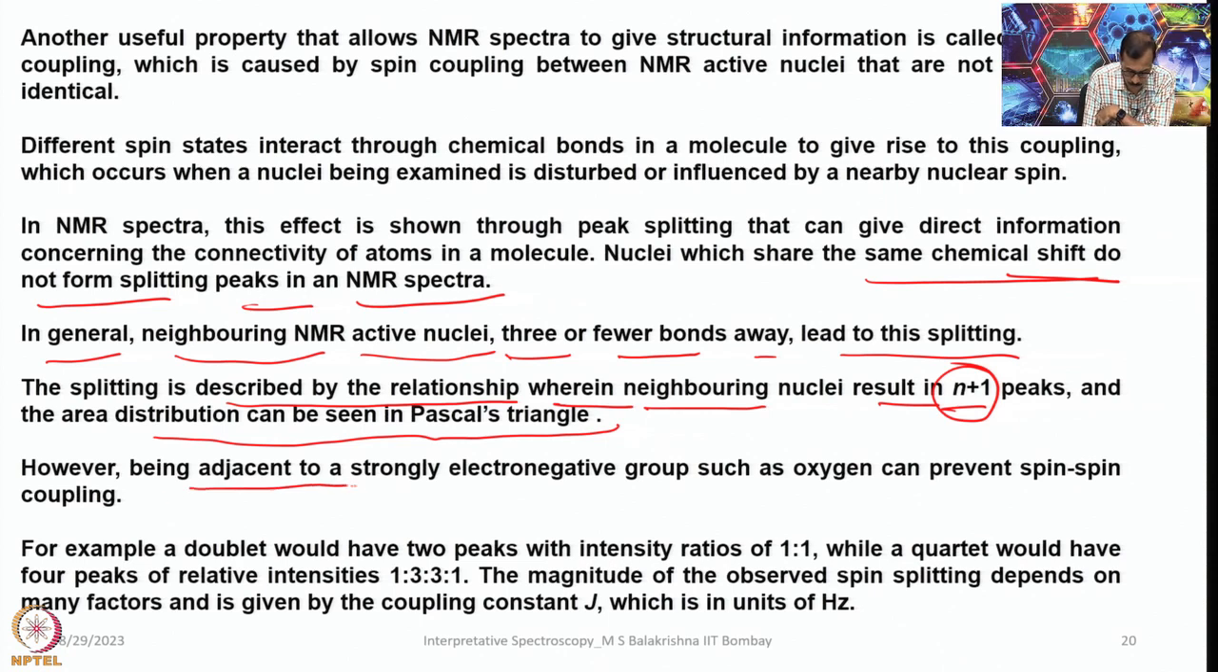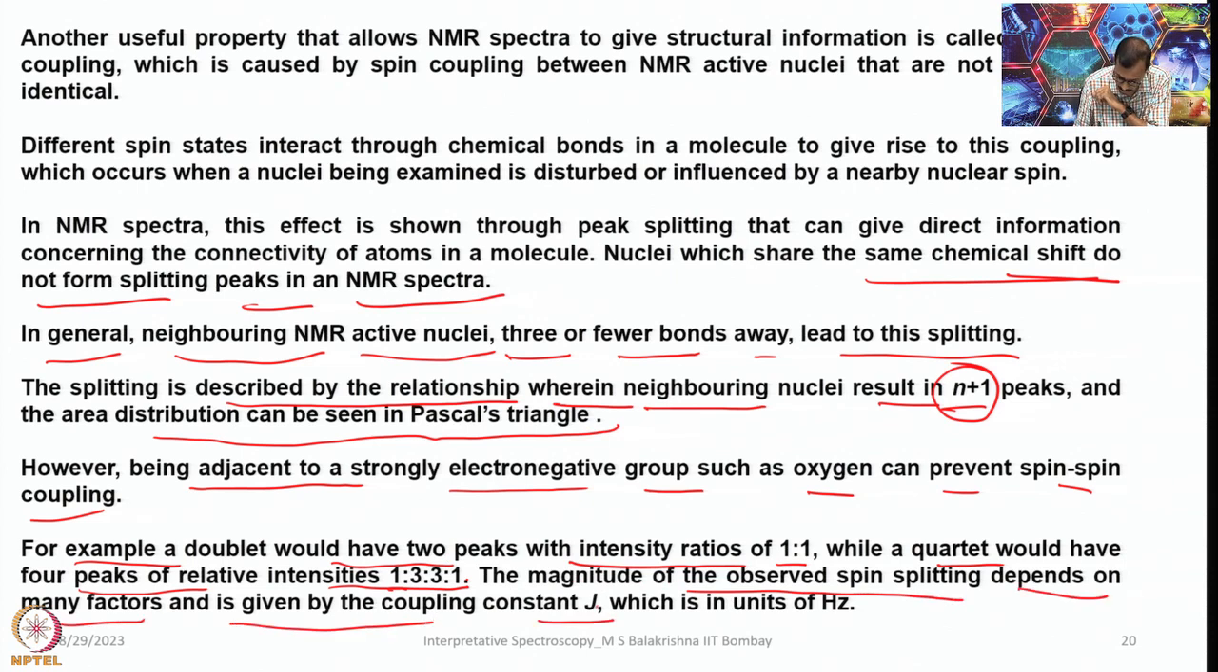However, being adjacent to a strongly electronegative group such as oxygen can prevent spin-spin coupling. That means if you have oxygen in between two methyl groups, that can prevent the interaction of these two groups. For example, a doublet would have two peaks with an intensity ratio of 1:1, while a quartet would have four peaks of relative intensities 1:3:3:1. This information comes from Pascal's triangle. The magnitude of the observed spin splitting depends on many factors and is given by the coupling constant J, in units of Hertz.